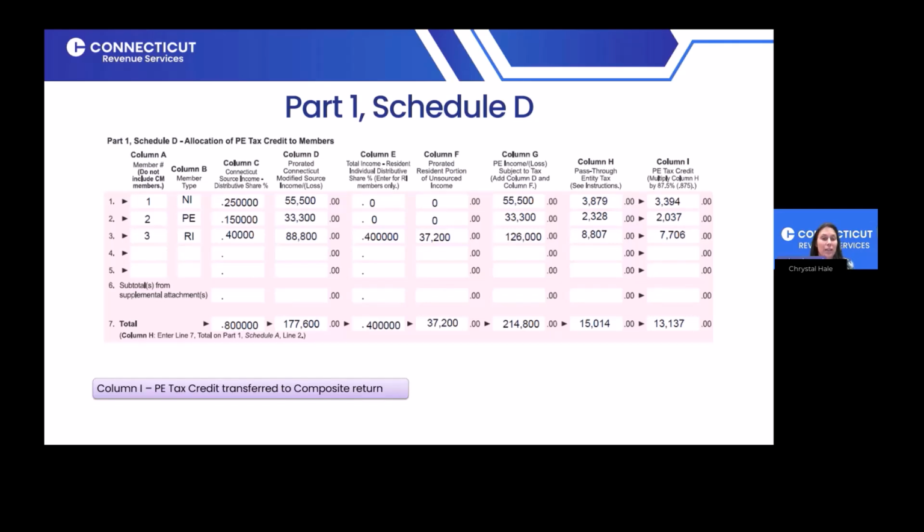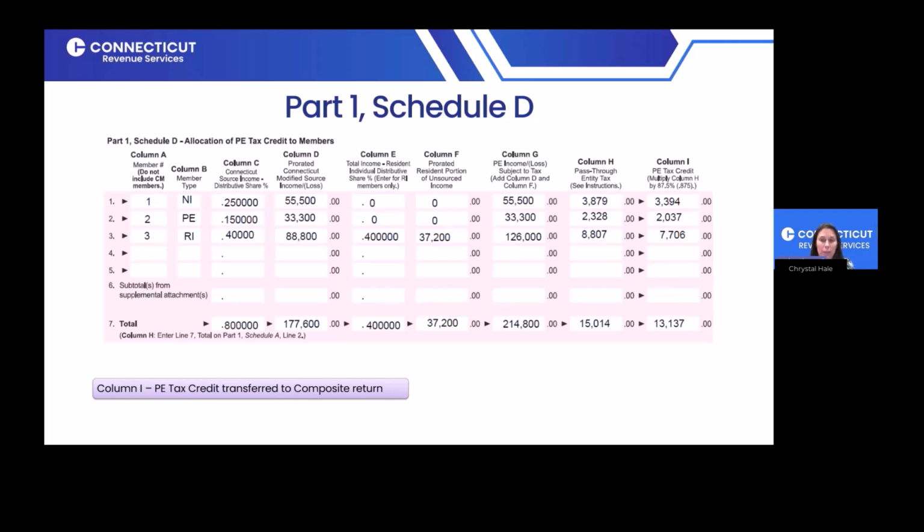We have added the prorated Connecticut modified source income for all of these entities or members to the prorated resident portion of unsourced income. As you can see in column F, that was only for our resident individual. So when we add those together, we have the total PE income for each of the members that's subject to tax. We then determine the pass-through entity tax, and then lastly, the pass-through entity tax credit for each member.